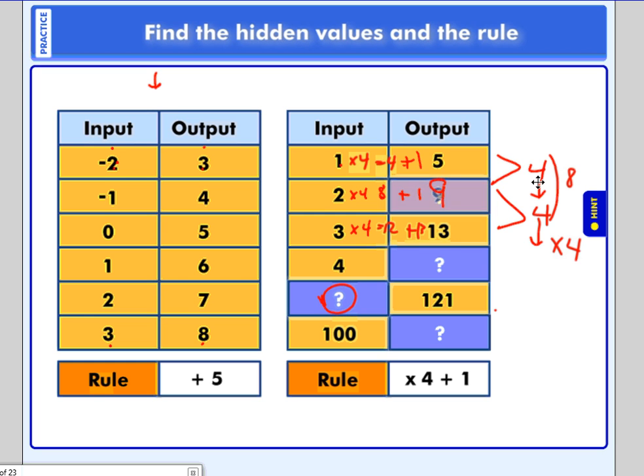If we apply that rule, we would get 9. We would get 17. Now we have a case where we have the output and we have to find the input. The rule for that is to reverse your rule. So I would take 121, and instead of adding 1, I would subtract 1, which would give me 120. 120 divided by 4 would give me 30. And then here, 100 times 4 is 400. Plus 1 is 401. All right.